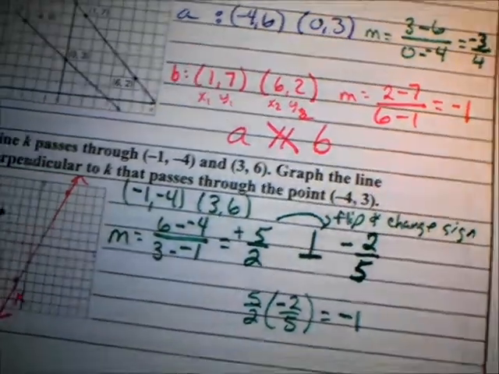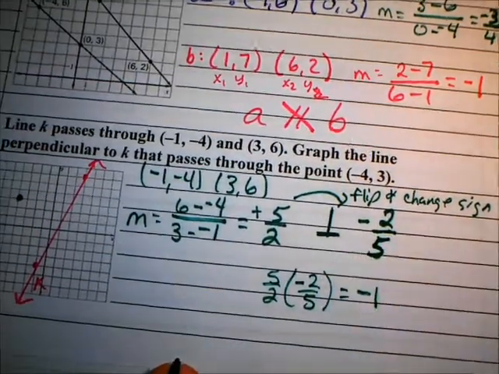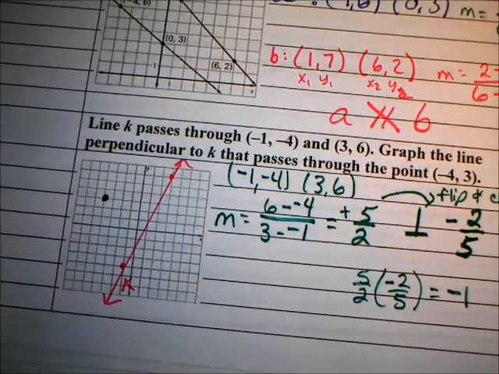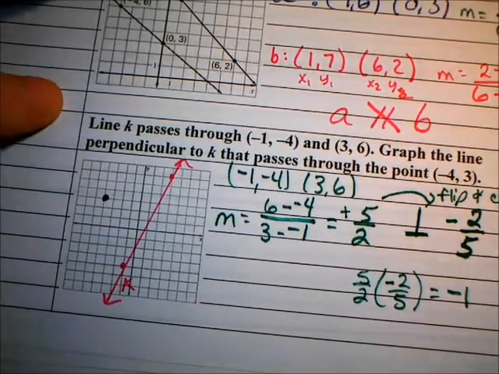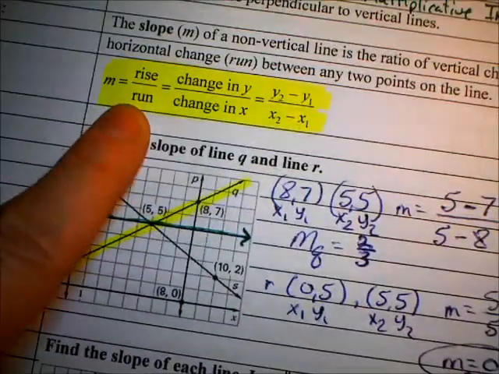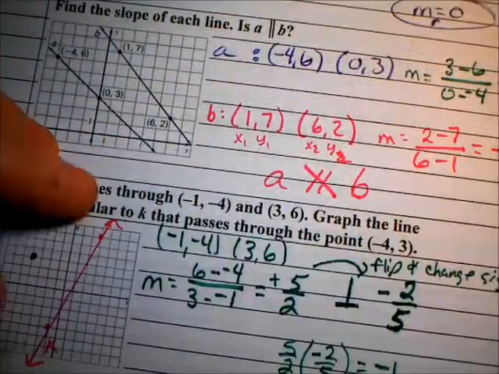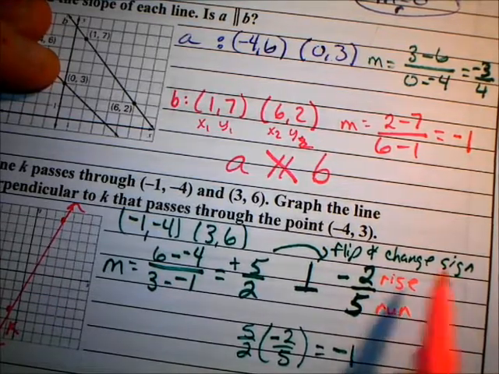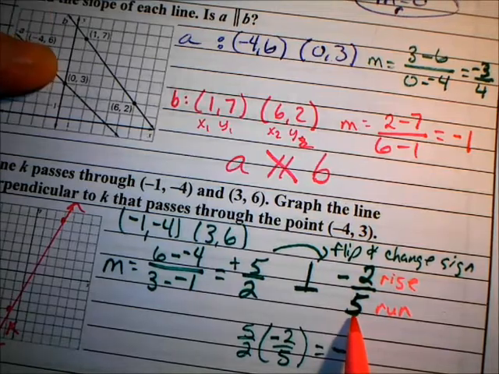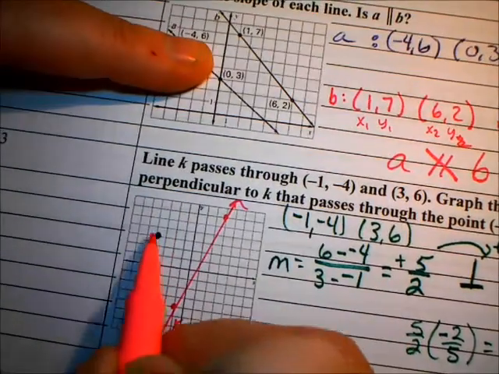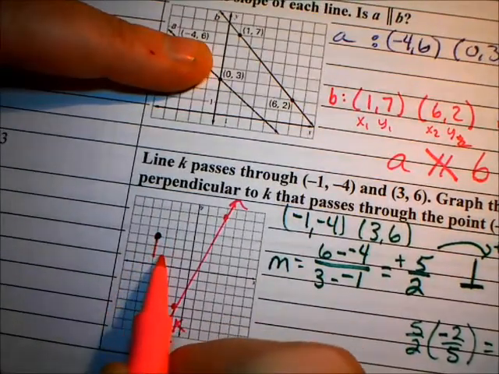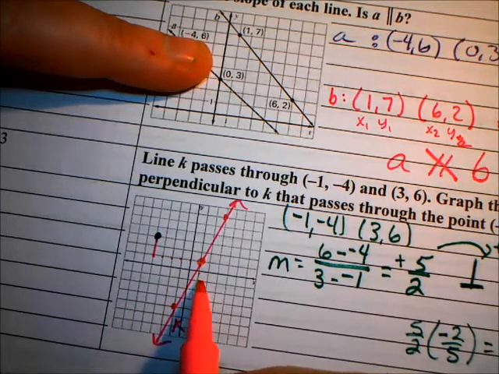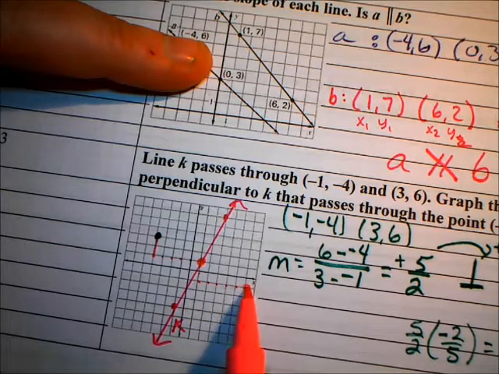Now, the purpose of that is I'm going to use this slope, negative 2 fifths, on my graph. Remember, this is rise over run. Therefore, this is my rise, and this is my run, so I'm going to go down 2 and right 5 from my point. Down 2 and 1, 2, 3, 4, 5 right there.